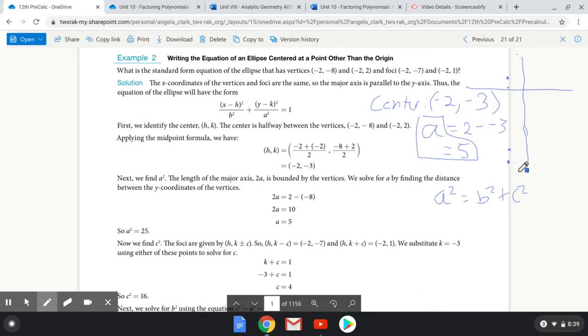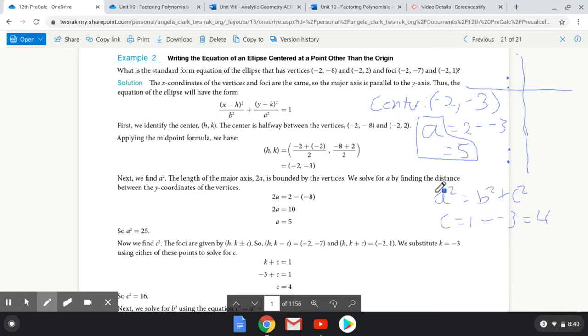Right? So C is the distance from the foci, or a focus, to the center. Okay? Distance from a focus to the center. So C is going to be the distance from -3 to 1 or -3 to 7. So I'm going to do -3 to 1. So it's 1 minus -3 is 4. Okay? So C is 4.